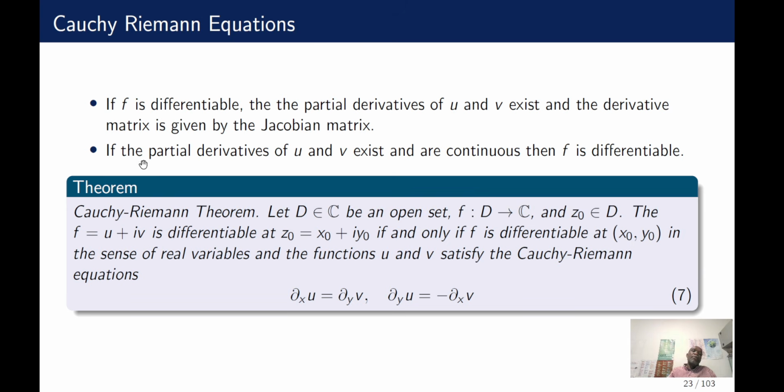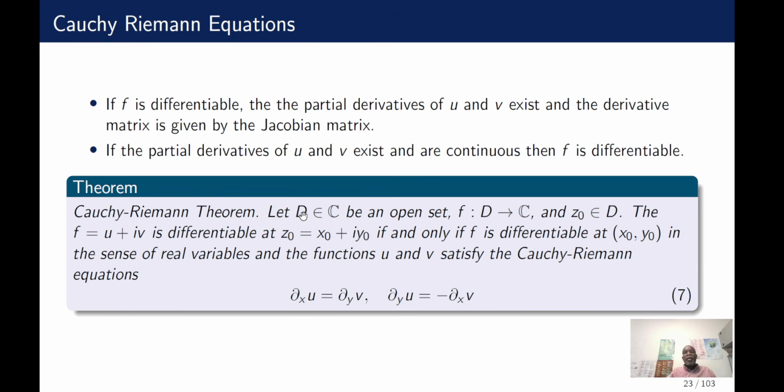Now, if the partial derivatives of u and v exist and are continuous, then f is differentiable. Because we said here, we want to look at when is it differentiable. So if you can find the derivative of the real part and the imaginary part, and they are continuous, then that function is differentiable. So this is the theorem that we are going to use, the Cauchy-Riemann equations.